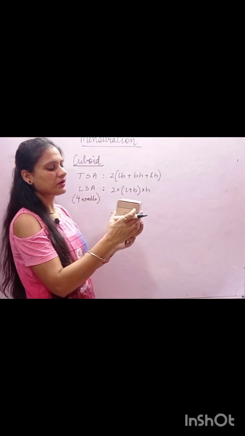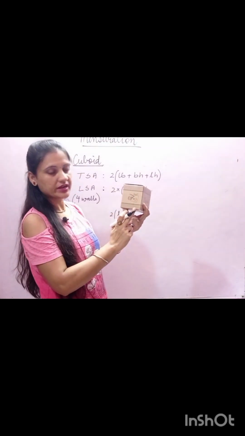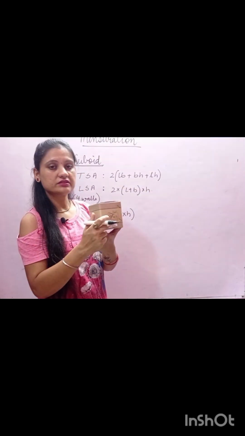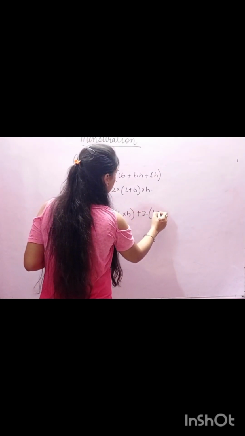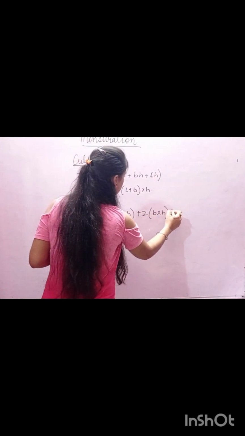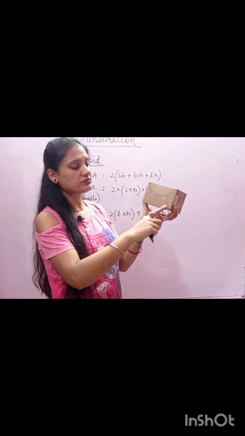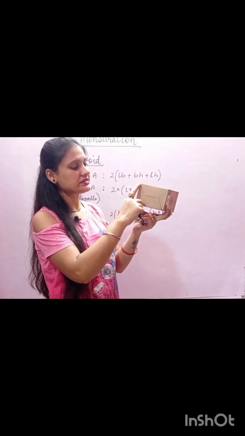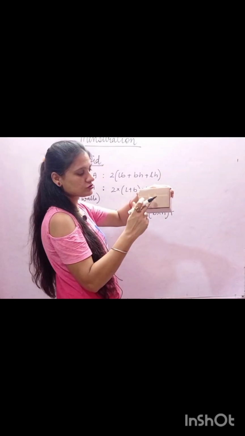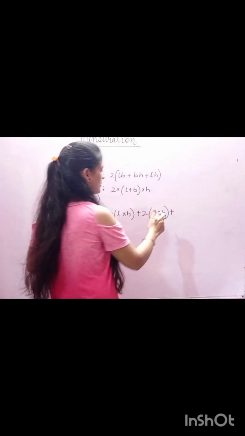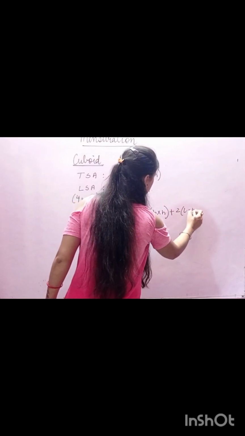Now let us talk about this face. Here the area of this face will be breadth into height, and similarly this one will have the same, so 2 into breadth into height. Next we'll talk about the top and the bottom. Here how to find out the area of this bottom? That is length into breadth. Again for the top also length into breadth. So here twice length into breadth, right?